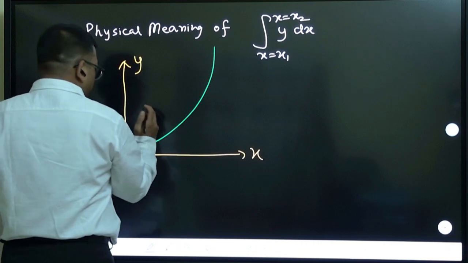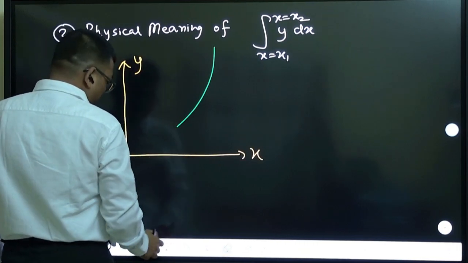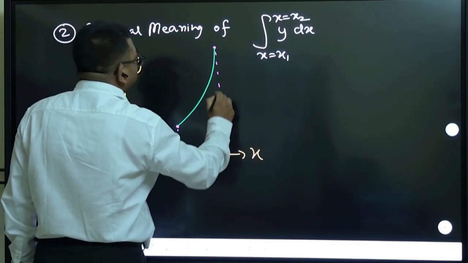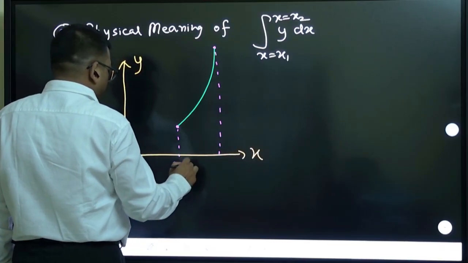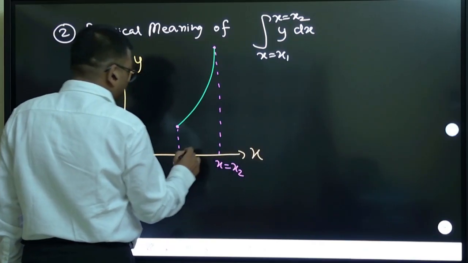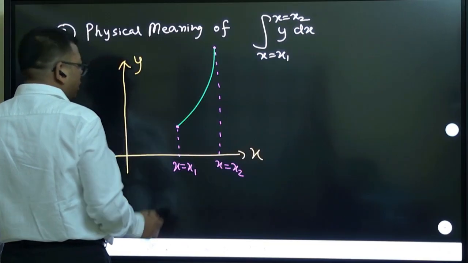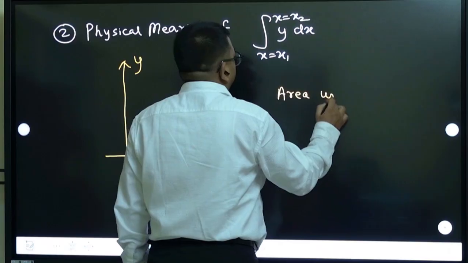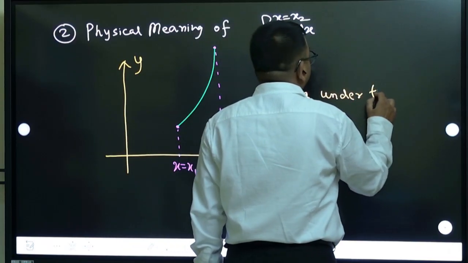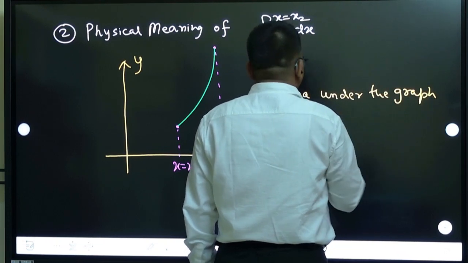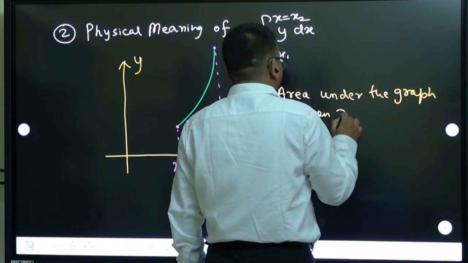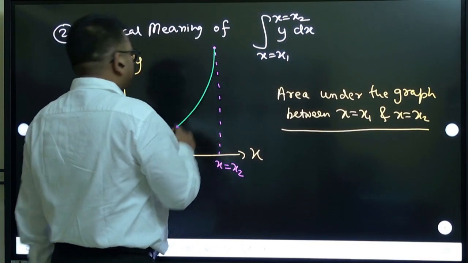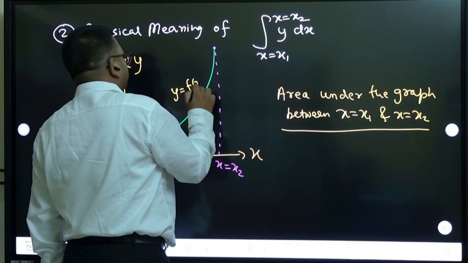So this is a function, of course, it will be like this. And I want to find out the area between this point. This graph is there, but let us say this is x equal to x1 and this is x equal to x2. So this is the lower limit, upper limit. We want to find the area under the graph, or below the graph, between x equal to x1 and x equal to x2. This area we want to find. This y is equal to f of x is a function.